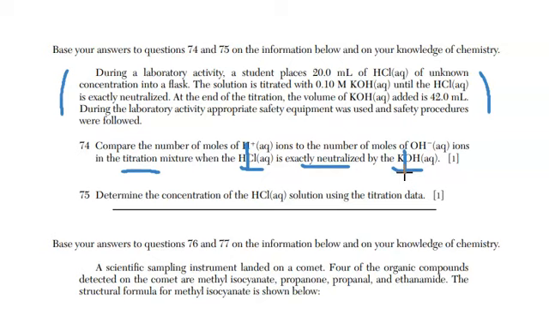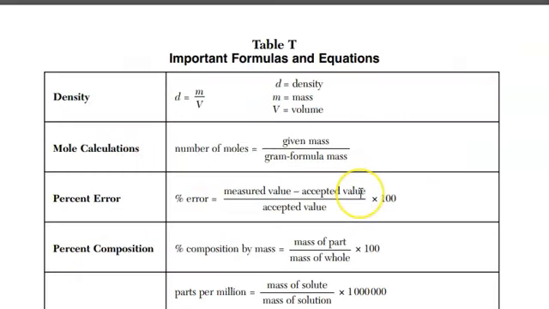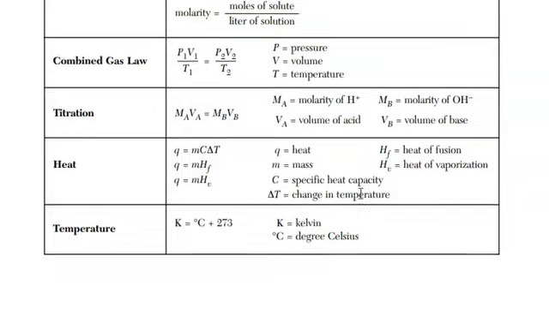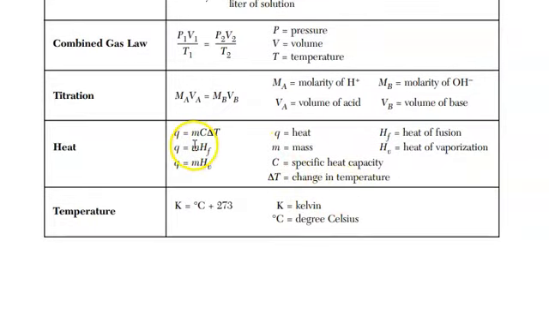In 75, you're going to determine the concentration of the HCl solution using the titration data. Knowing the number of moles are equal on both sides, we need the titration equation. That's on reference table T. We scroll on down. Here it is: molarity of an acid times the volume of the acid is equal to molarity of the base times the volume of the base.